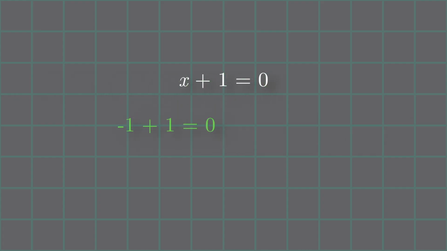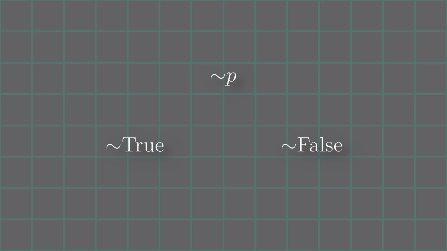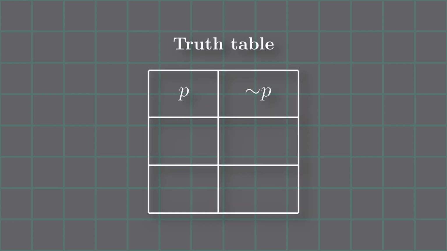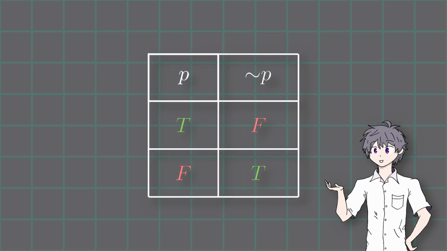Just like the truth and falsity of sentences depend on the value of the variables, the truth value of compound statements depend on the truth values of the statement variables that they are made up of. To keep track of all the possible truth values in the compound statement, we can list them in the truth table. First, let's write down the possible truth values of the simple statement: true and false. Now, if P is true, then not P should be false, and if P is false, then not P is true. While the truth table may not seem very useful right now, it is going to be much more helpful as we get to more complicated compound statements.